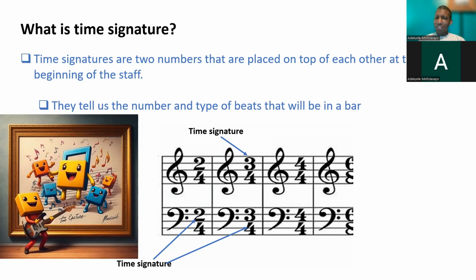But what is time signature? Time signatures are two numbers that are placed on top of each other, and they are placed at the beginning of the staff. If you look at the screen here, you will see 2, 4 here. That is a time signature. This is 3, 4. That is also a time signature. The time signature tells us the number and type of beats that will be in the bar.